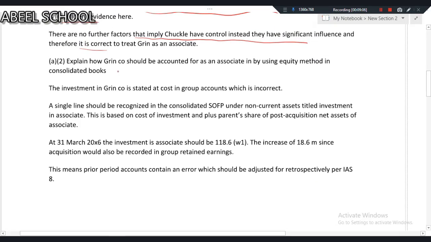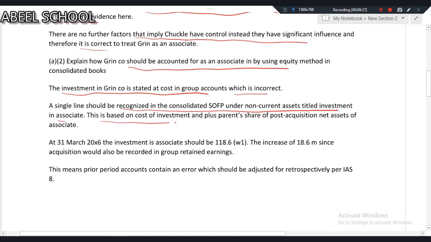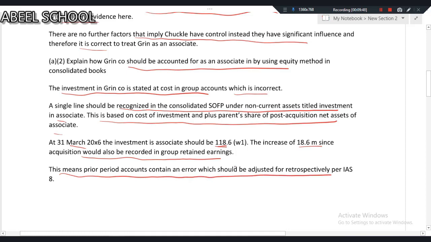Look at this. Explain how Green Company should be accounted for as an associate. The investment in Green Company is stated at cost in group accounts, which is incorrect. You cannot keep investment in associate at cost in group accounts. A single line should be recognized in the consolidated SOFP under non-current assets, titled investment in associate. This is based on cost of investment plus the parent's share of post-acquisition net assets of the associate. At March X6, the investment in associate has to be 118.6. The increase of 18.6 since acquisition would also be recorded in group retained earnings. This means prior period accounts contain an error which should be adjusted retrospectively as per IAS 8.